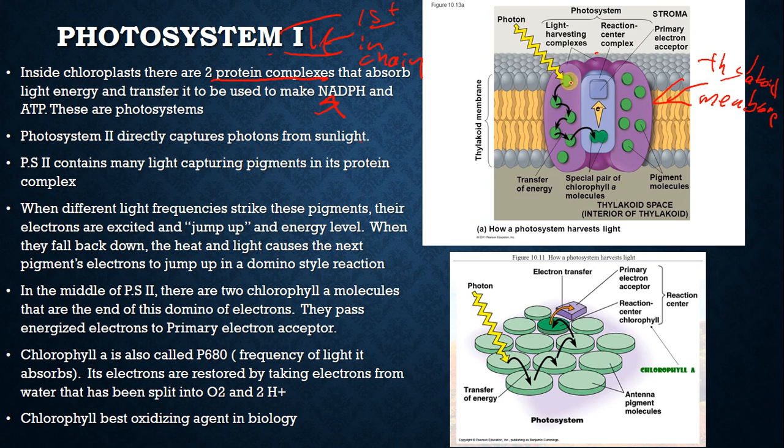But when they fall back down, they release light and heat. And that light and heat will excite another electron. That'll jump up and then fall down and excite another electron. That'll jump up on energy level, fall back down, excite another electron in a different pigment. So a kind of chain reaction, domino effect of excitation and falling back down of electrons will cause this energy to jump around this photosystem until it reaches the middle of this photosystem.